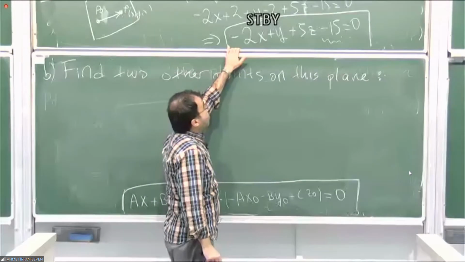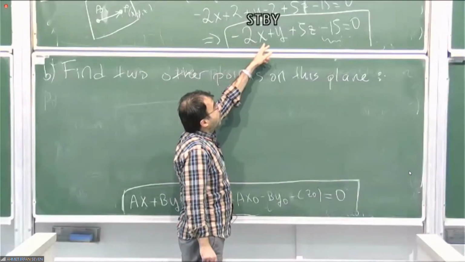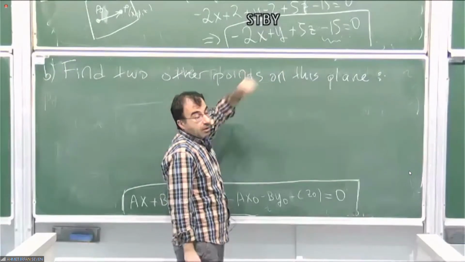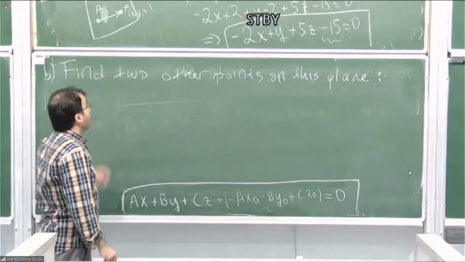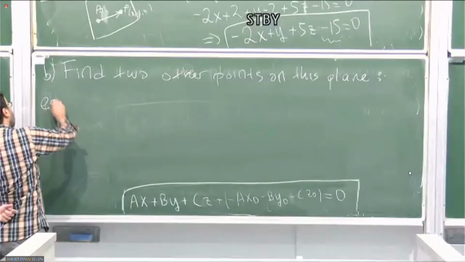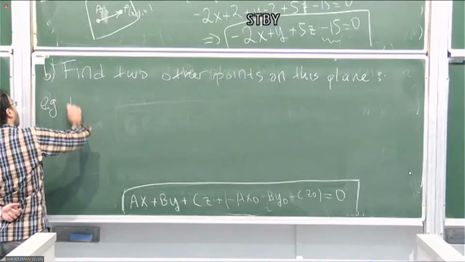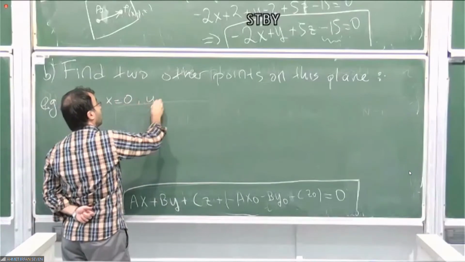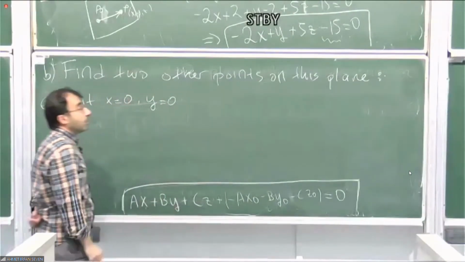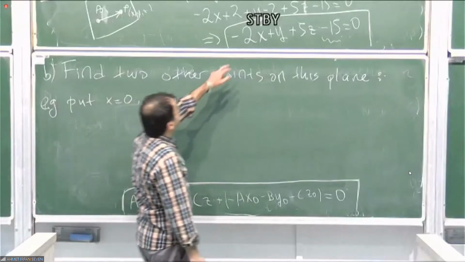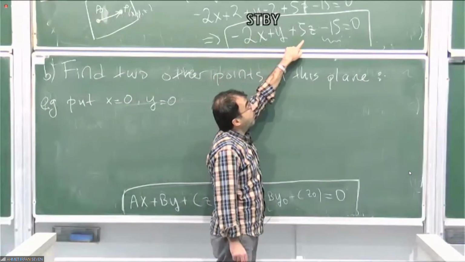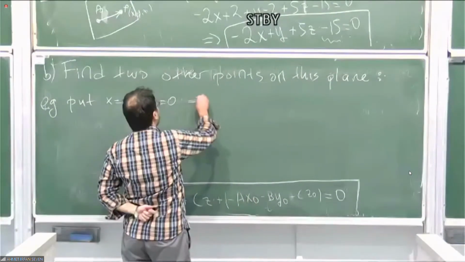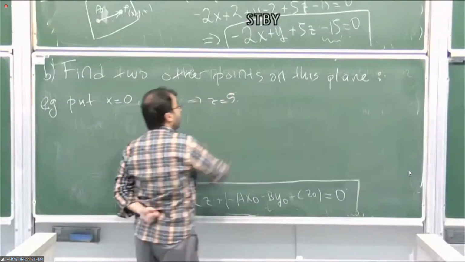Very easy. So I can give some values to x, y, then I can find the z value. This way I will get a point. For example, let's put x equals 0, y equals 0 in this equation. Then what do I get? X is 0, y is 0. Then I will get 5z equals 15. So I will get z equals 5.